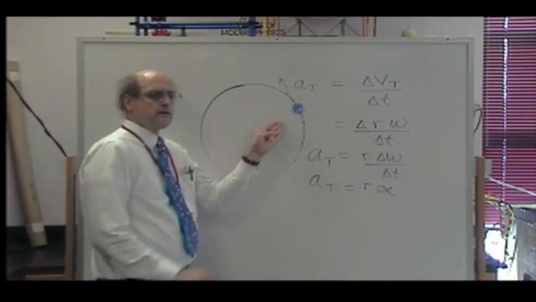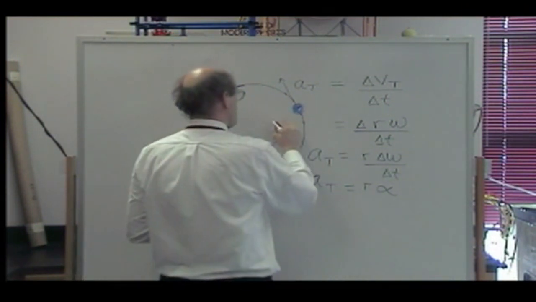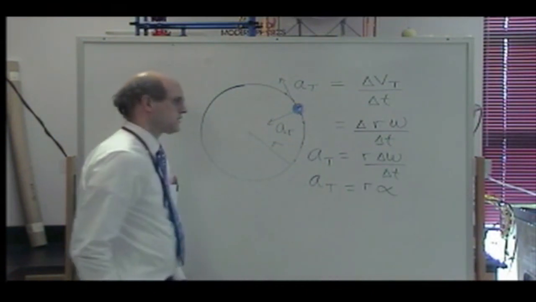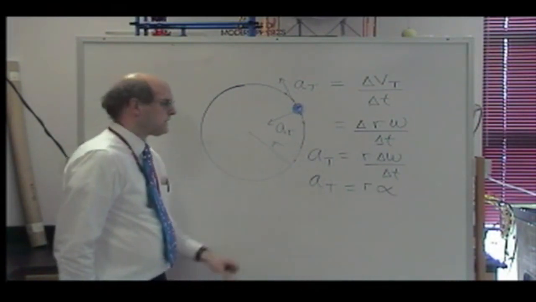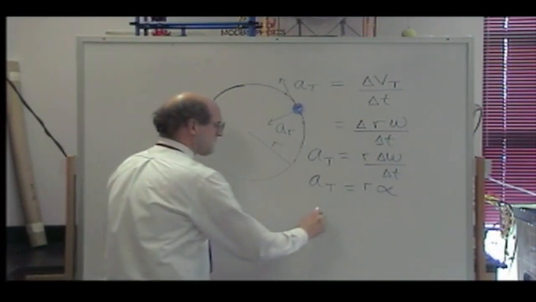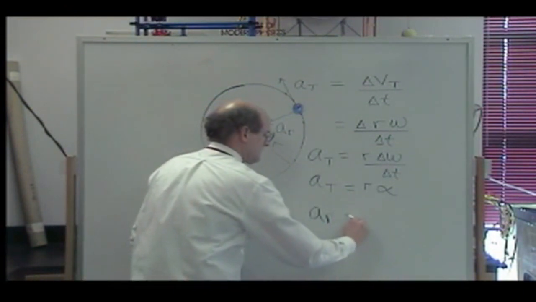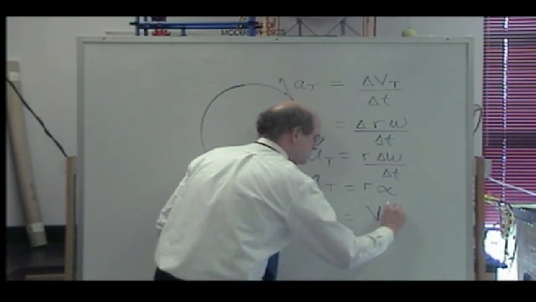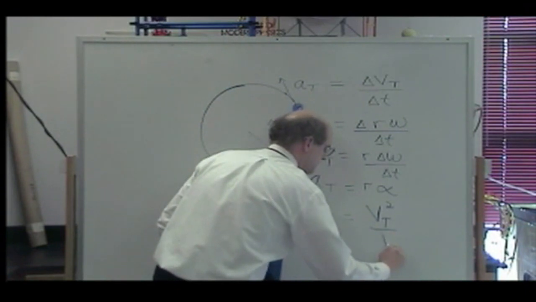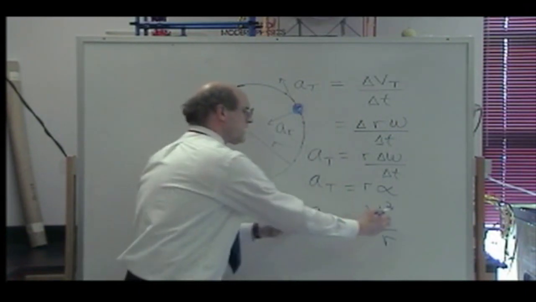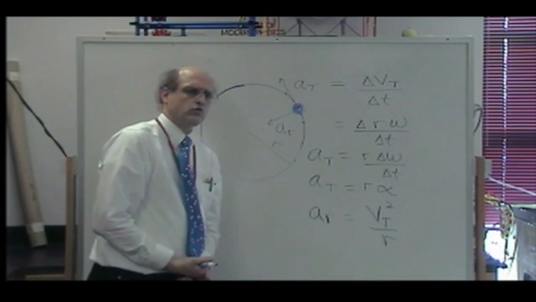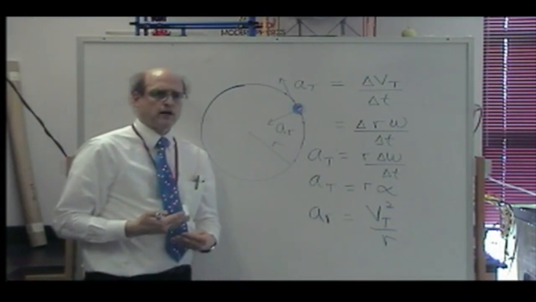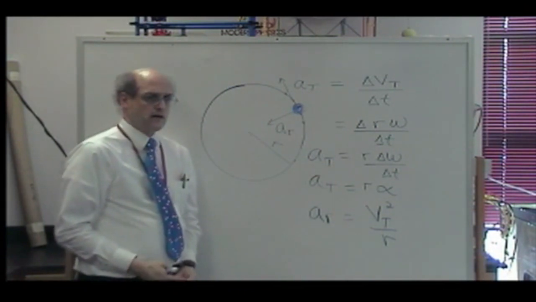But because this sphere is traveling in a circle, doesn't it also have a centripetal acceleration or radial acceleration, a_R? And we learned previously that radial acceleration is equal to the tangential speed squared divided by the radius of the circle. This equation was derived by Christian Huygens. So this sphere here actually has two accelerations going on simultaneously.